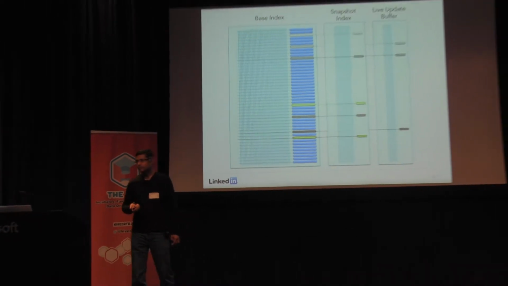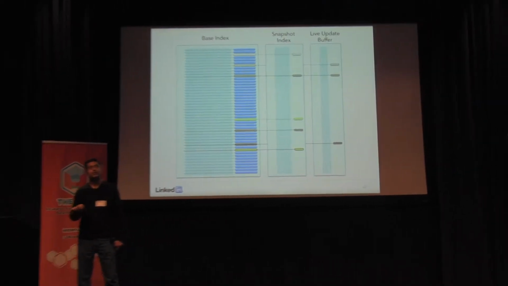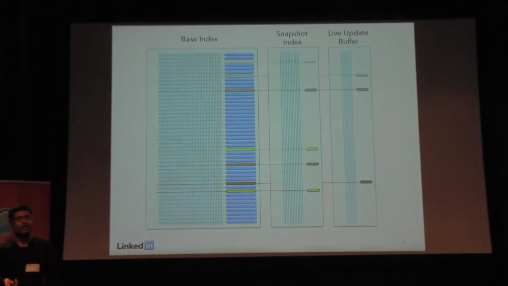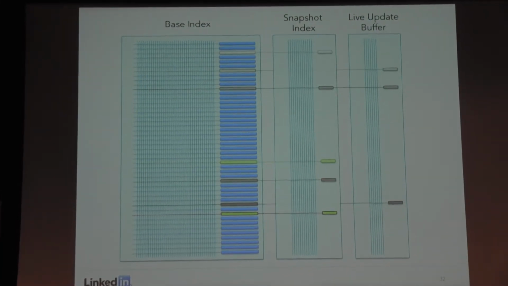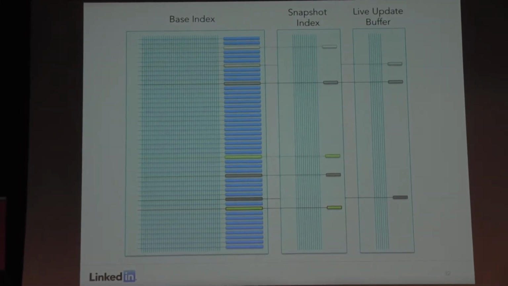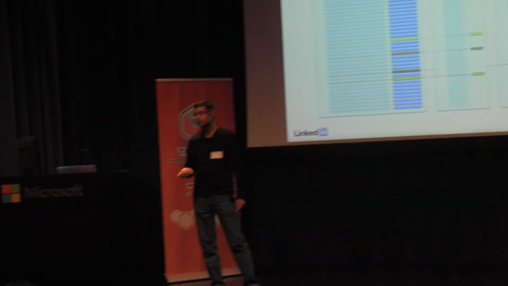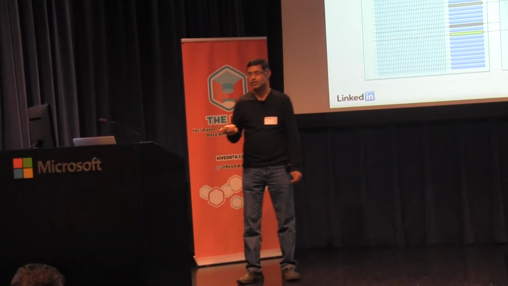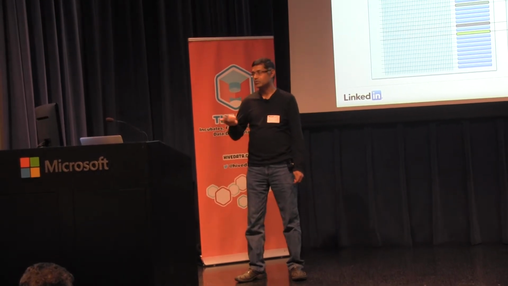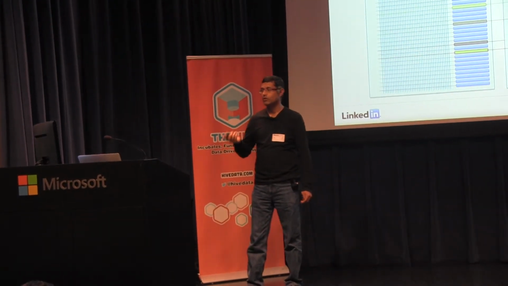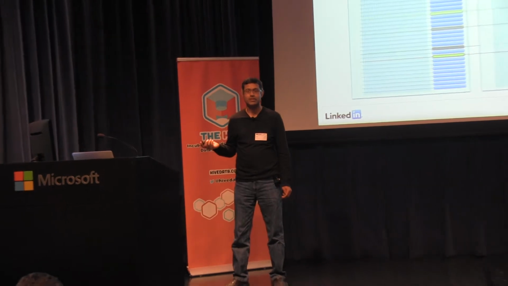A little bit of a pictorial representation of these 3 different segments. We have the base index, we have the snapshot index, and the live update buffer. This is the same picture that I showed you earlier with horizontal lines describing documents, vertical lines describing posting lists, except that this is much denser. You have the base index with a lot of stuff, the snapshot index has much fewer things, and the live update has even fewer.